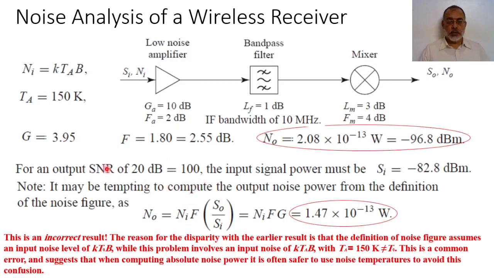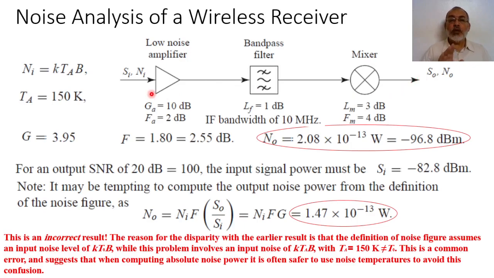So we say that this is an incorrect result, and the reason is that the definition of the noise figure assumes that the input noise level is K T naught B, not K T antenna B. And T naught is a fixed value, 290 Kelvin. So the problem here involves input noise K T antenna B, not K T naught B. And the noise temperature of the antenna is only 150 Kelvin, which does not equal T naught. So this is a common mistake in calculating the output noise by using the noise figure.